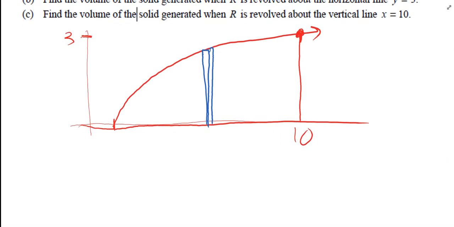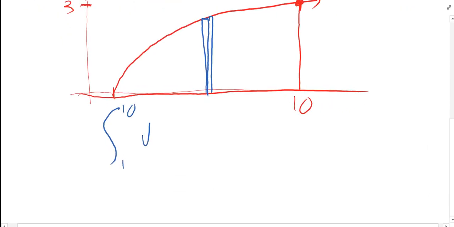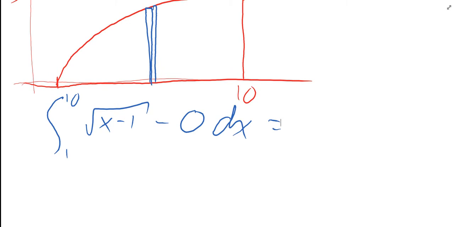So it should just be the integral from 1 to 10 of the square root of x minus 1 minus the bottom, which is 0. You do not need to put that, but I think it's just easy to get into the habit of doing top minus bottom. X-axis is 0. And you integrate that. Cool? You could do this by hand, but you're allowed to have a calculator for this one because it's a number 1. What's the answer? It's 18.0025.